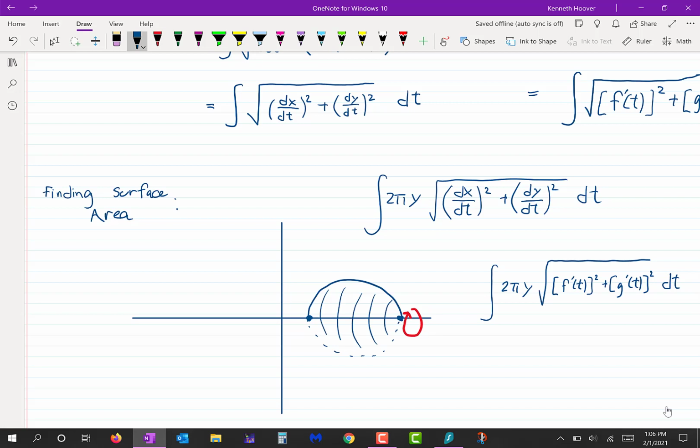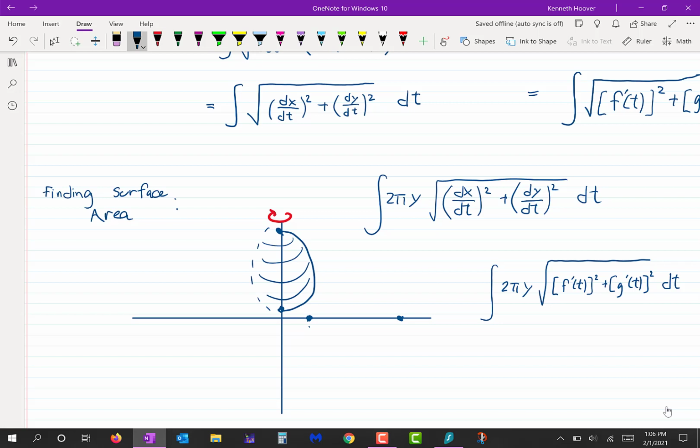That's for when you're rotated around the x-axis. If you rotate it around the y-axis, then let me just draw that. Suppose you have something more like this, and you want to rotate around the y-axis. And you want to find the surface area. The only thing that would change, look at the formula over there. What do you think is the only thing that would change?